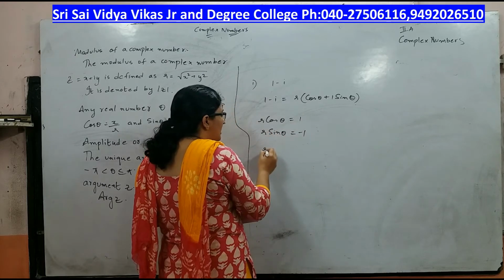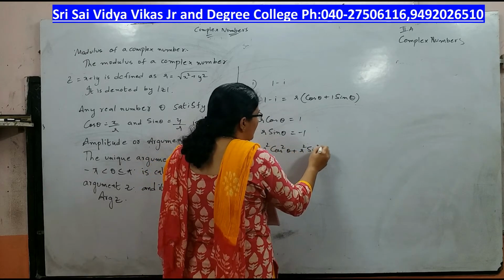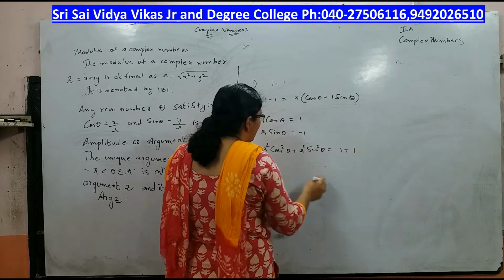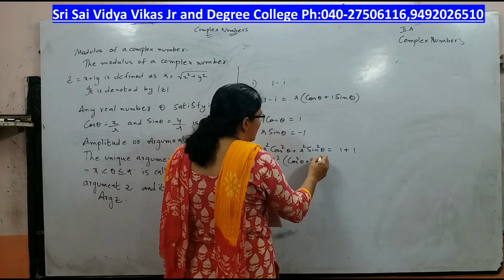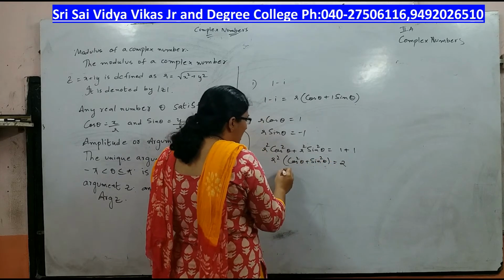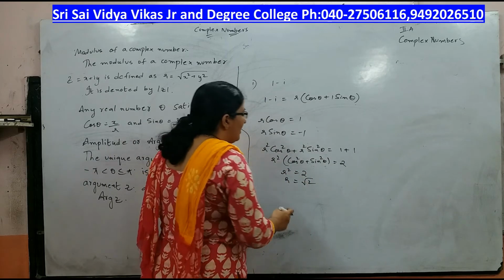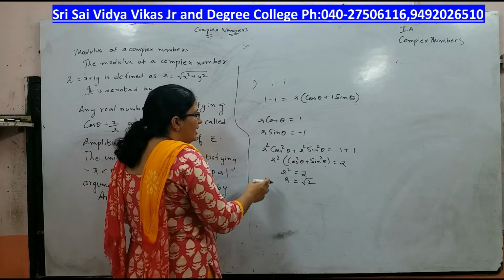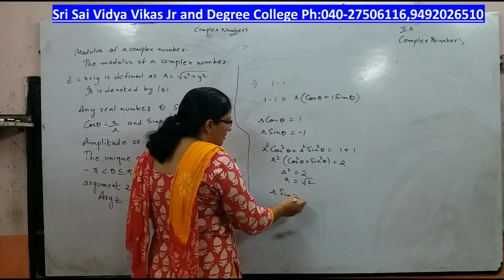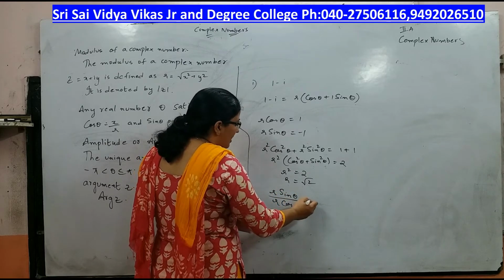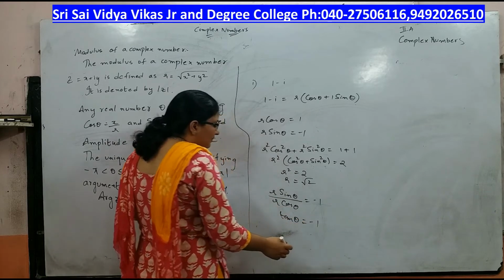Squaring and adding on both sides, you get r square cos square theta plus r square sin square theta is equal to 1 plus 1, r square into cos square theta plus sin square theta is equal to 2, so r square is equal to 2, r is equal to root 2. So you got the value of r. Next we will try to get the value of theta. Divide these two: r sin theta by r cos theta is equal to minus 1, so tan theta is equal to minus 1.